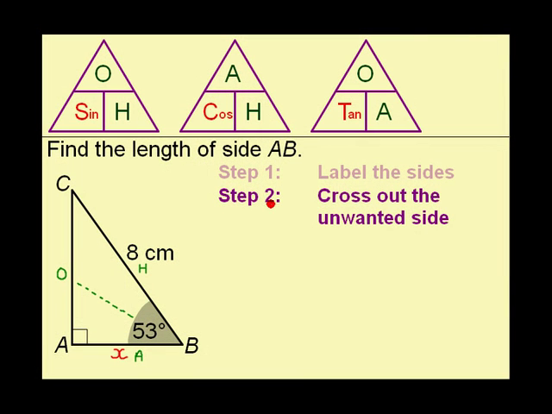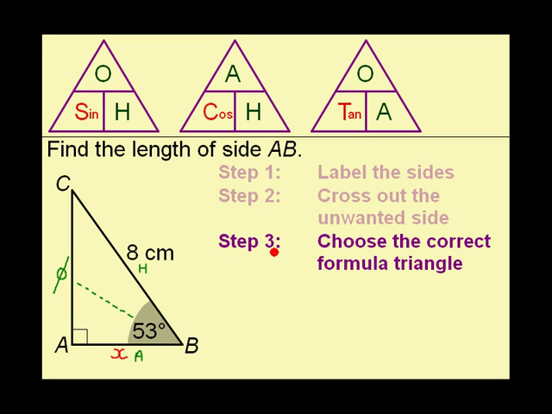Now the second step is to cross out the unwanted side. This is a nice quick step. We want this side because it's going to help us because we've got a value for it. We want this side because this is the one we're looking for. This one, though, hasn't really got anything to do with the question, so we cross it out.